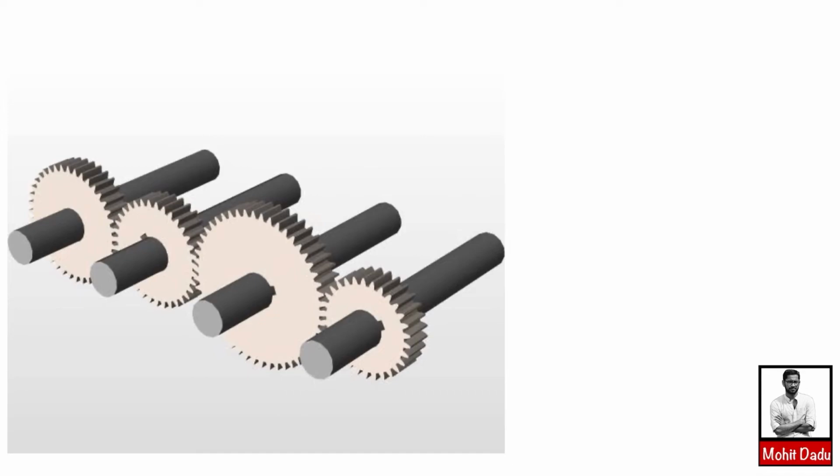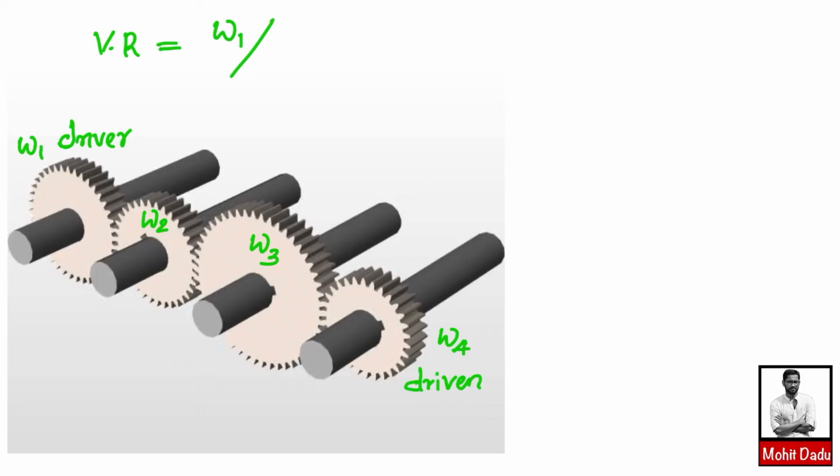Here we will see another case of a simple gear train. This will be the driver gear and this final one will be the driven gear. If you know the angular velocities of these as omega 1 and omega 4, and there are some intermediate gears whose velocities you can name omega 2 and omega 3, the velocity ratio means you have to calculate the ratio of angular velocity of the driver omega 1 to omega 4. Let the number of teeth on these gears be T1, T2, T3 and T4.